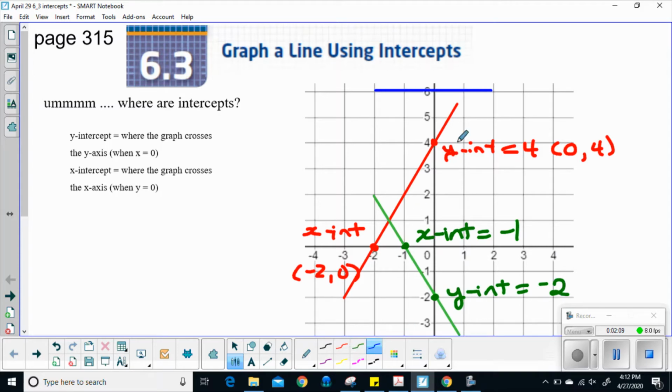All right, let's look at our blue line. So yes, vertical and horizontal lines are allowed. In this case, notice how my y-intercept is 6 and there's no x-intercept because it's always horizontal, so it'll never reach it. So for my blue line, there's no x-intercept. So that's a possibility too. It can happen.